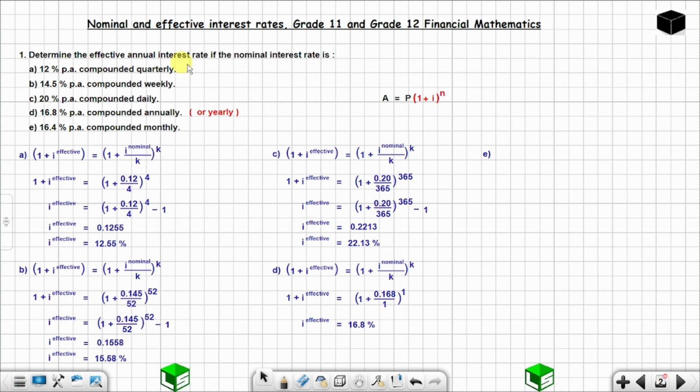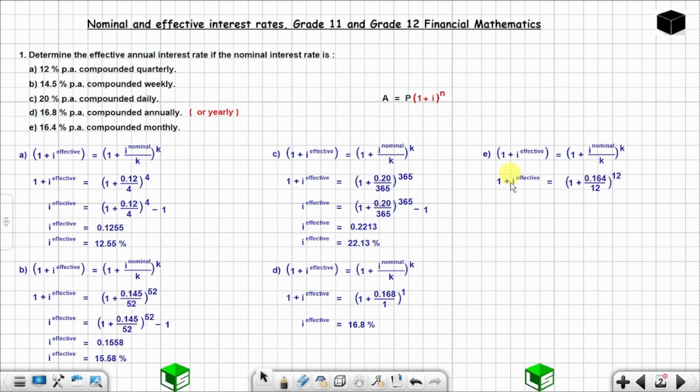Determine the effective annual interest rate if the nominal interest rate is 16.4% compounded monthly. We're still going to use the same formula. Now you have 1 plus effective annual interest rate is equal to, in bracket, 1 plus the nominal interest rate, 16.4% per annum divided by 100. You are going to have 0.164 over k. Compounded monthly, k is equal to 12. Close the bracket to the power of k, k is equal to 12.